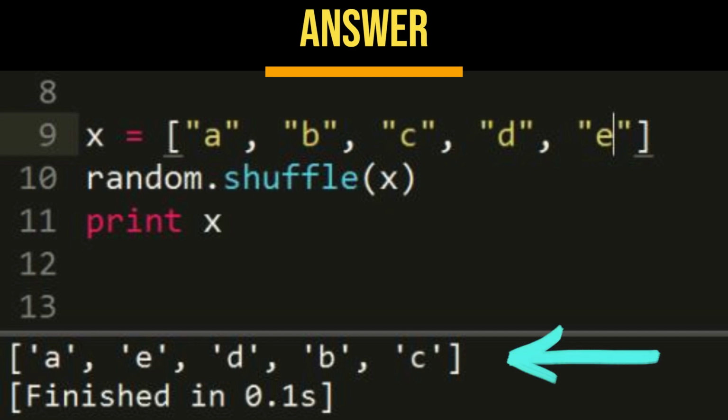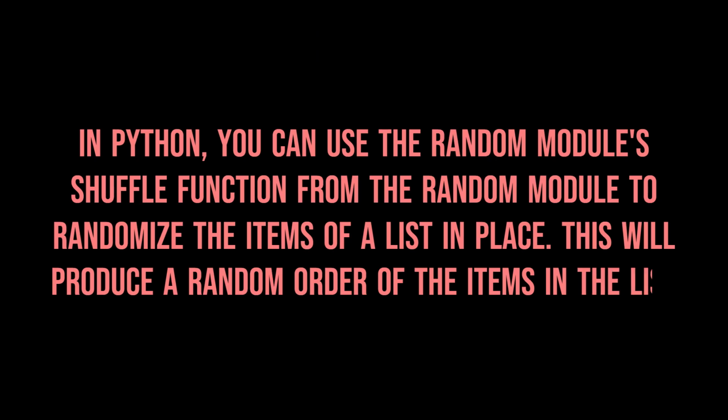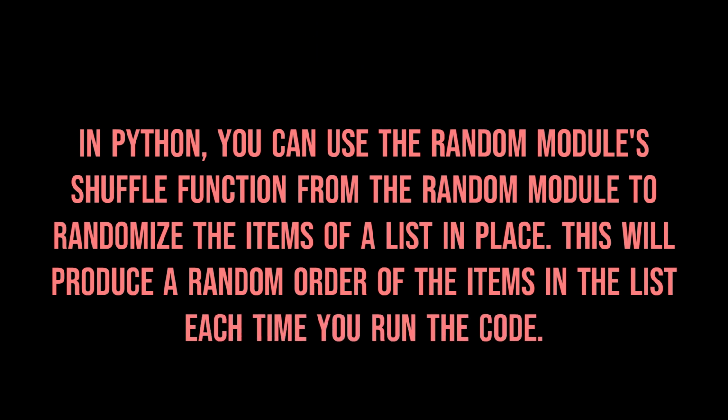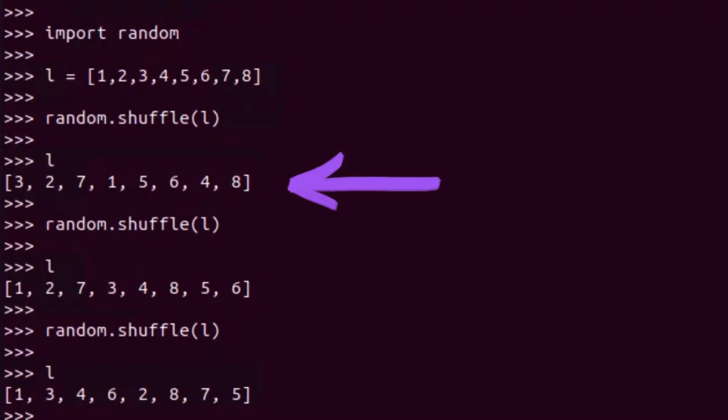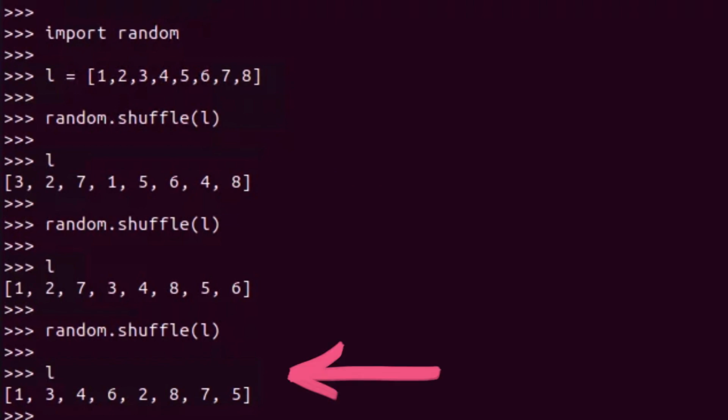This will produce a random order of the items in the list each time you run the code. Note that shuffle modifies the list in place and does not return a new list. Here is the example of randomizing the items of a list in place using the random module.